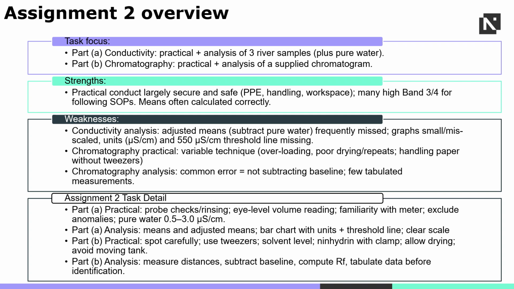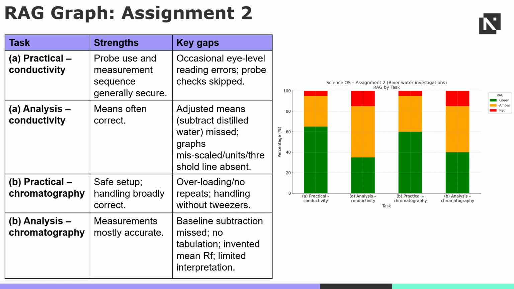And for the analysis of B: measure spot and solvent front, subtract baseline, compute RF, tabulate first, then identify or compare. So as we know, assignment 2 has the 2 practicals, and in this series it was conductivity and chromatography, each with an analysis task. Practical execution trends green, with the analysis task at amber with red hotspots.